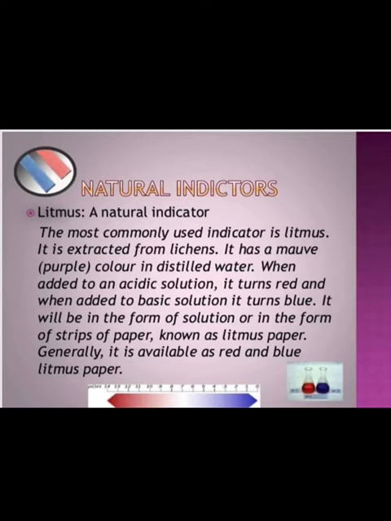It will be in the form of a solution or in the form of strip paper, known as litmus paper. Generally it is available as red or blue litmus paper. What is the color change of litmus in acidic solution? It changes from purple to red, or we can say it changes blue litmus to red. If it is in contact with acidic solution, blue turns red, right? So we can say it changes blue litmus to red litmus.